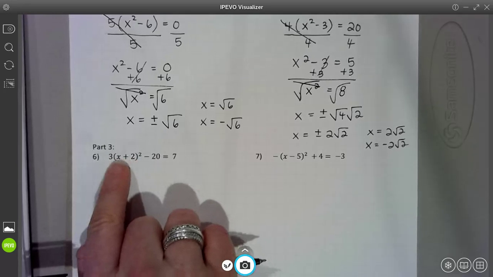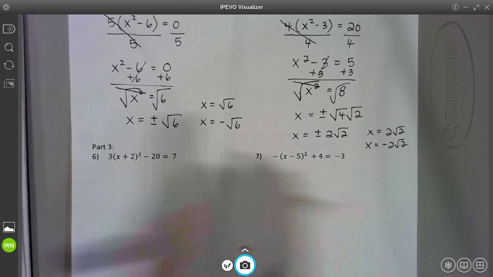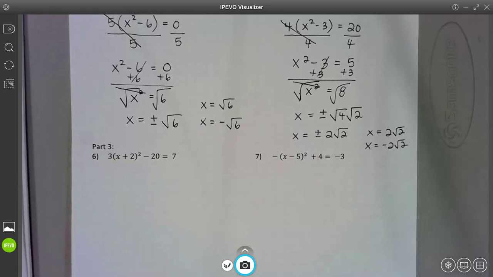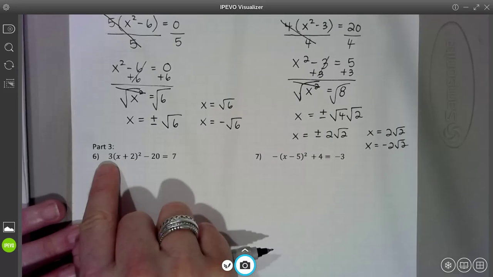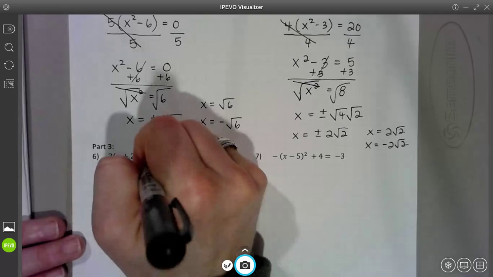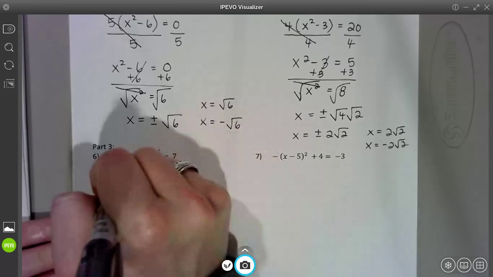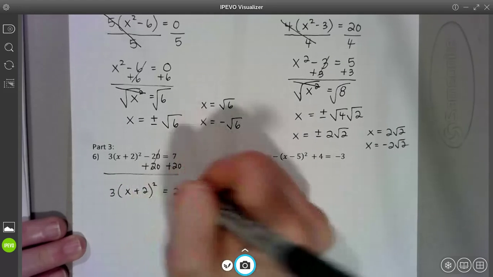But notice, it's not x that is squared here. It's the entire parenthesis that is being squared. So in these ones, your goal should be to get that parenthesis squared by itself. So my goal is to get this -20 and this +3 away from the entire parenthesis that is being squared. So let's add the 20 away. And you get 3 times x plus 2 squared equals 27.